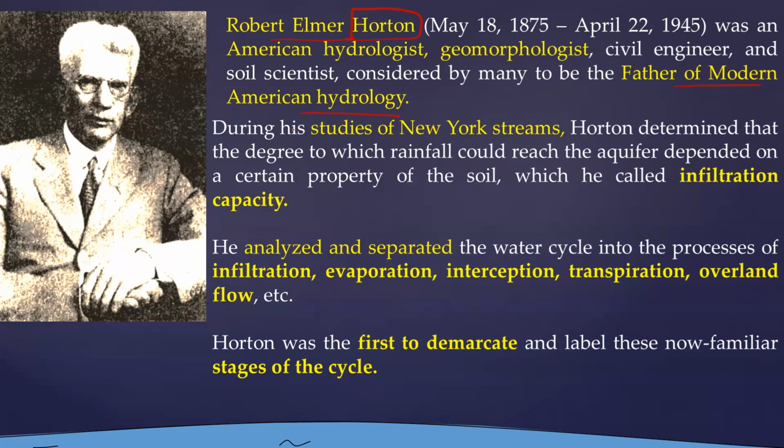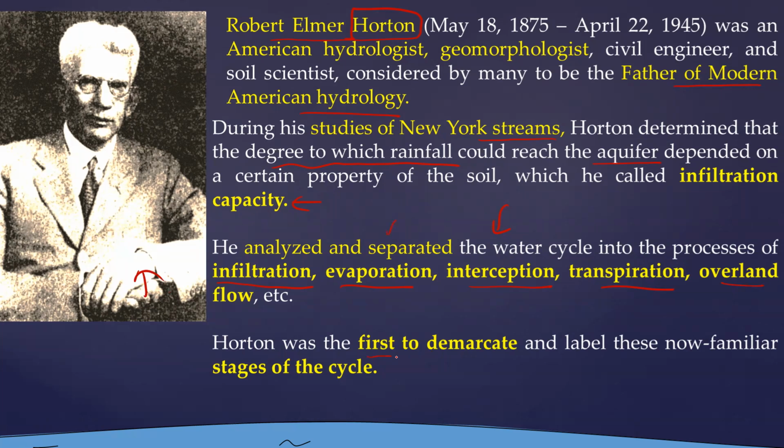Very important things in hydrology that you studied in earlier lectures are contributed by his studies of New York streams. So Horton determined the degree to which rainfall could reach the aquifer and how this is recharged. So recharging the aquifer concept, infiltration capacity concept, and also the structure of hydrology that we studied through systematic approach of infiltration, evaporation, interception, transpiration, and overland flow. This was all given for the first time, analyzed and separated by Horton himself, right?